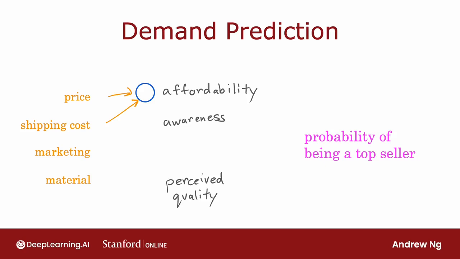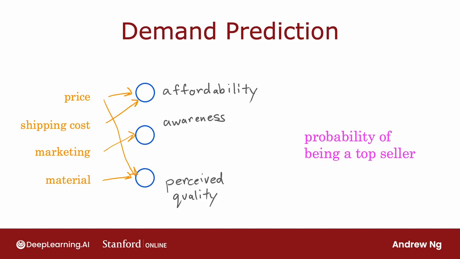Second, I'm going to create another artificial neuron here to estimate, is there high awareness of this? And awareness in this case is mainly a function of the marketing of the t-shirt. And finally, I'm going to create another neuron to estimate, do people perceive this to be of high quality? And that may mainly be a function of the price of the t-shirt and of the material quality. Price is a factor here because, fortunately or unfortunately, if there's a very high priced t-shirt, people will sometimes perceive that to be of high quality, because if it's very expensive, then maybe people think it's got to be of high quality.